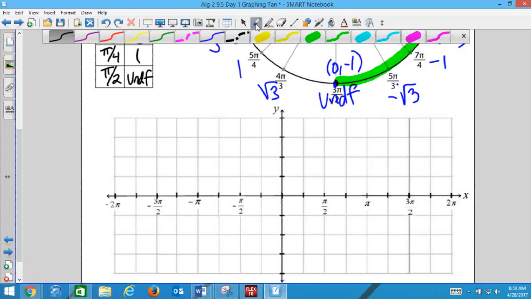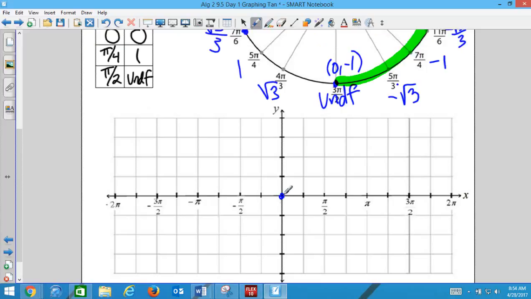Okay, I am going to use 2 colors when I graph this, just in case you're a color person and you want to. I'm going to do my first colors with the ordered pairs. So the ordered pair 0, 0 is one of them. There's the ordered pair pi over 4, 1. There's also negative pi over 4, negative 1.